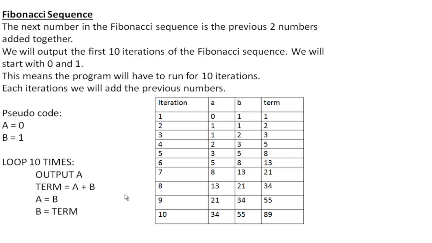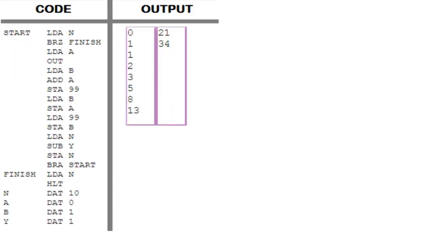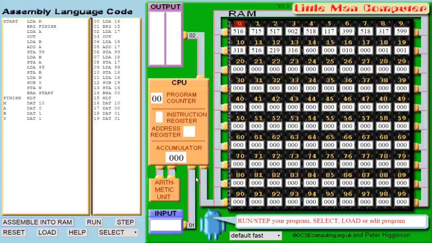This table shows what each variable will be set as for each iteration. This is the code we'll be using. As you can see, it outputs the first 10 iterations of the Fibonacci sequence. This is the NMC code for 10 iterations of the Fibonacci sequence.